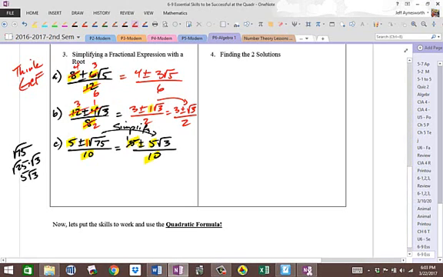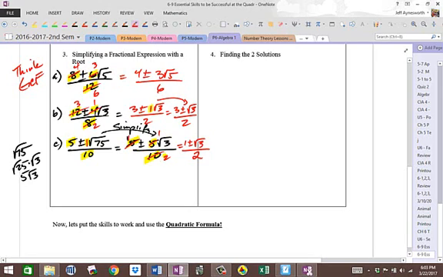And write the result. So 1 plus or minus 1 rad 3, all divided by 2. There we go. Don't forget the 1 right there. Okay, 1 plus or minus rad 3. That number doesn't go away. Okay, 5 divided by 5 is 1, not 0.